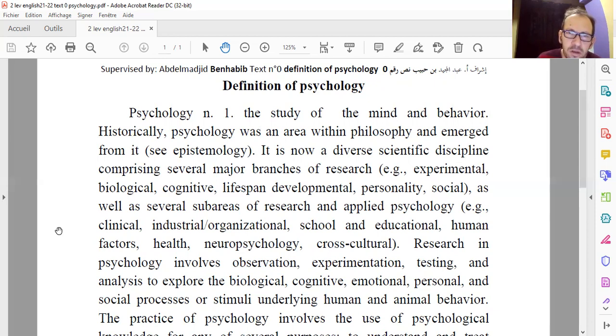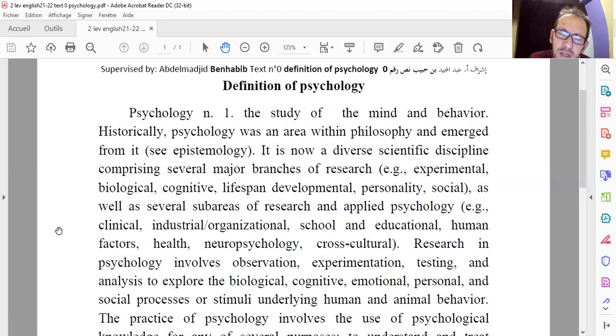And first of all, the definition of psychology starts with this idea: psychology, the study of the mind and behavior. The study of the mind and behavior. And here, when we refer to the mind, we refer to various cognitive processes, like to memorize, to perceive, to interpret, and to think, and to represent ideas and thoughts, etc.